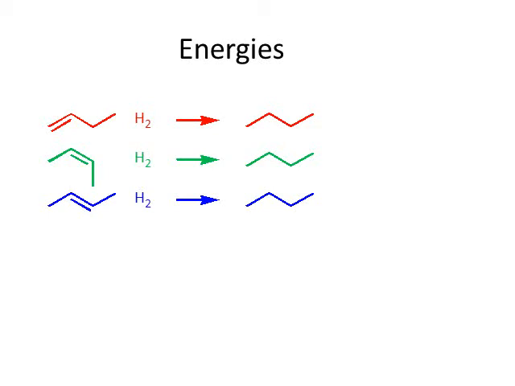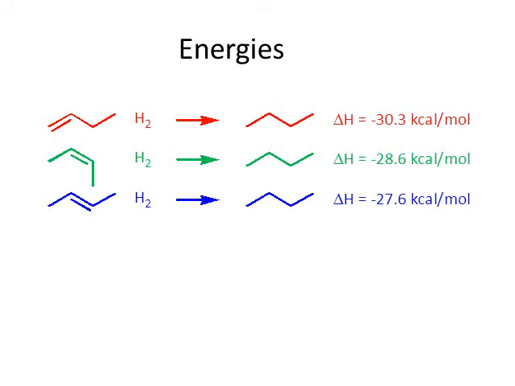And we can actually measure these in lab. There's an experimental process called calorimetry that allows you to measure the energy of different reactions in the lab. And you would find that each of these reactions is downhill. That is, they're exothermic. But they're downhill by different amounts. The first one is downhill by 30, the second one is downhill by 29, and the third one is downhill by approximately 28 kilocalories per mole.